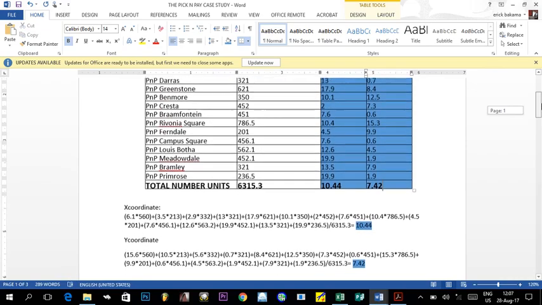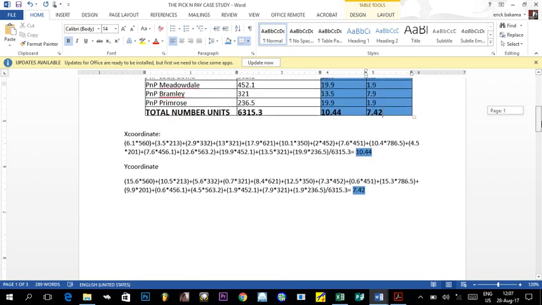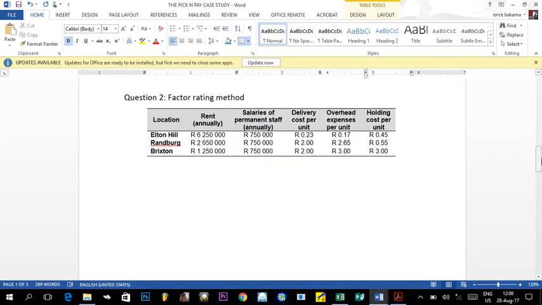Now, thank you so much. What we're going to do is we're going to solve the second question. The second part is about the factor rating method.